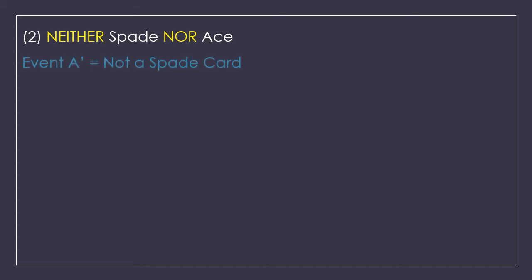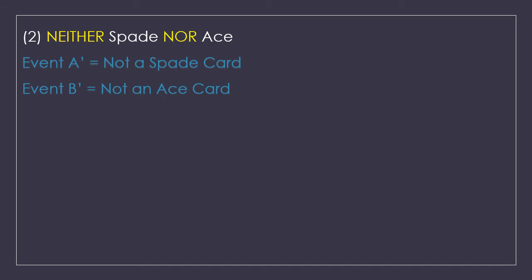The second sub question is neither spade nor S. Now that means it cannot be a spade card and it cannot be an S card. Okay, let's start with event A dash, that is not a spade card. Spade card was denoted by A, not a spade card is event A dash. Similarly, event B dash, which denotes not an S card.